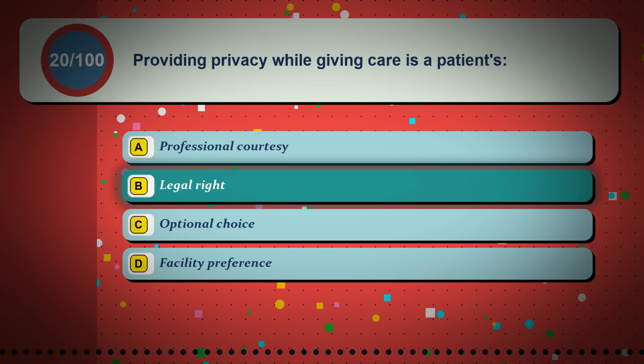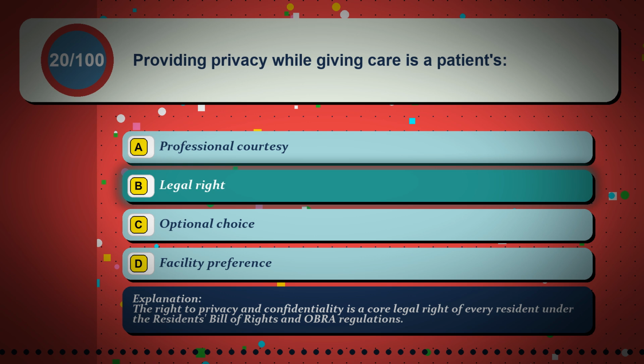The correct answer is option B, legal right. The right to privacy and confidentiality is a core legal right of every resident under the Residents' Bill of Rights and OBRA regulations. Question 21.